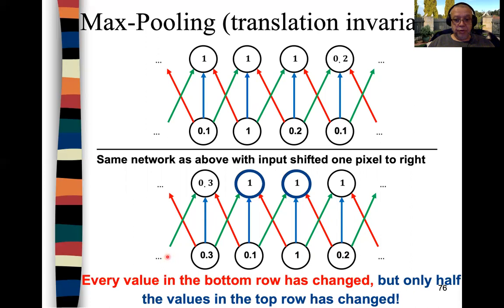And this max of these three is 0.3. And you can see that the features have moved. None of the nodes has the same value. As you can see, 0.1 is 0.3, 1 is 0.1, and so on. So the features have moved, but then the output of the max pooling layer has, so every value in the bottom has changed, but only half the values in the top have changed. So you're still able to detect these features, okay? So it's invariant to translation. The max pooling is invariant to translation.